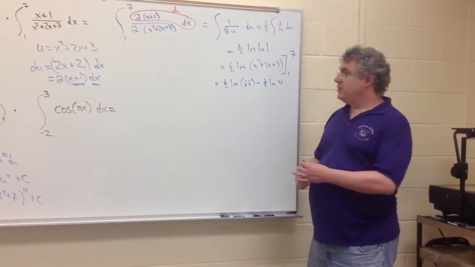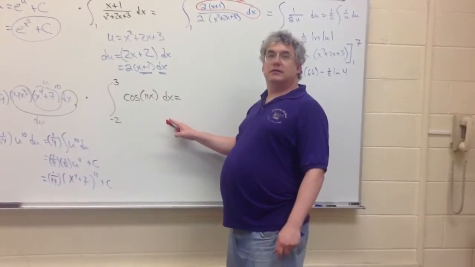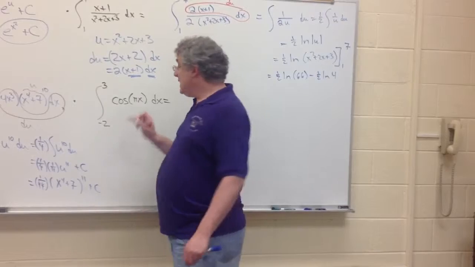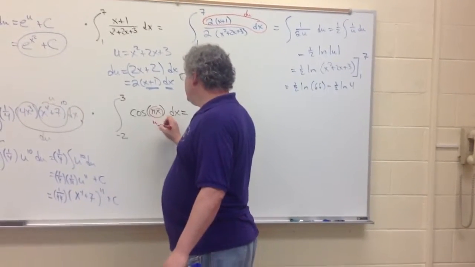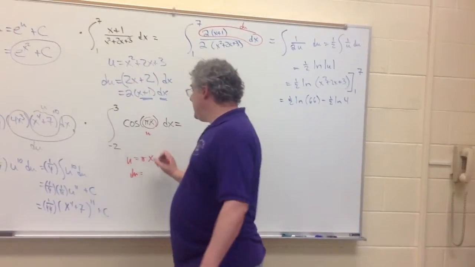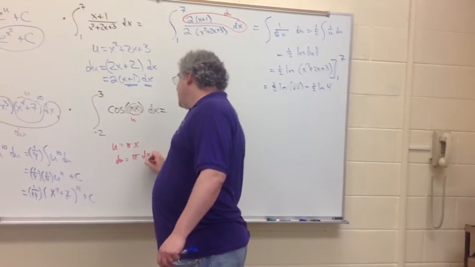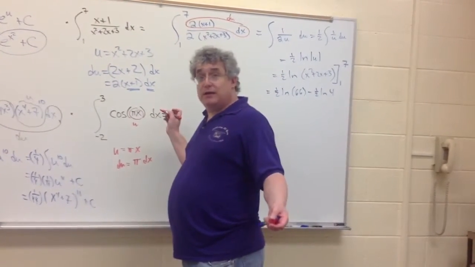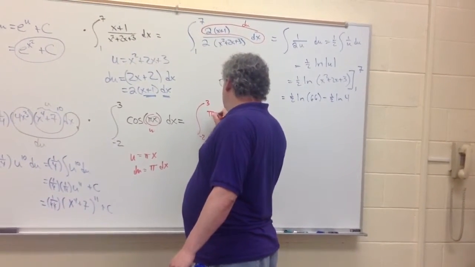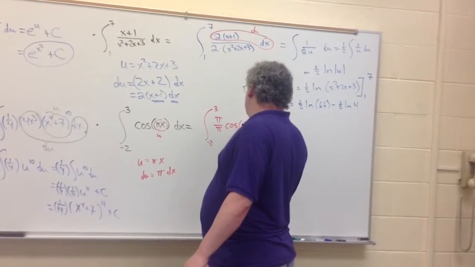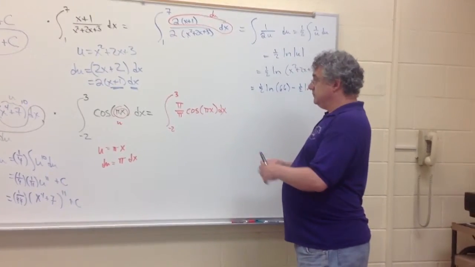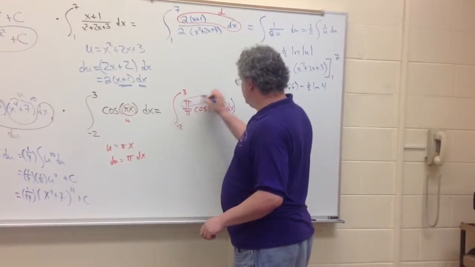Let's do one more. And here it is. Okay, what do we do? Well, hopefully you can see. There's something inside. That's going to be our u. If u is pi x, what's du? The derivative of that, pi times dx. Well, the dx is there. There's no pi. So again, we have to create it. It's pi over pi cosine of pi x dx. The dx and the pi, there's our du.